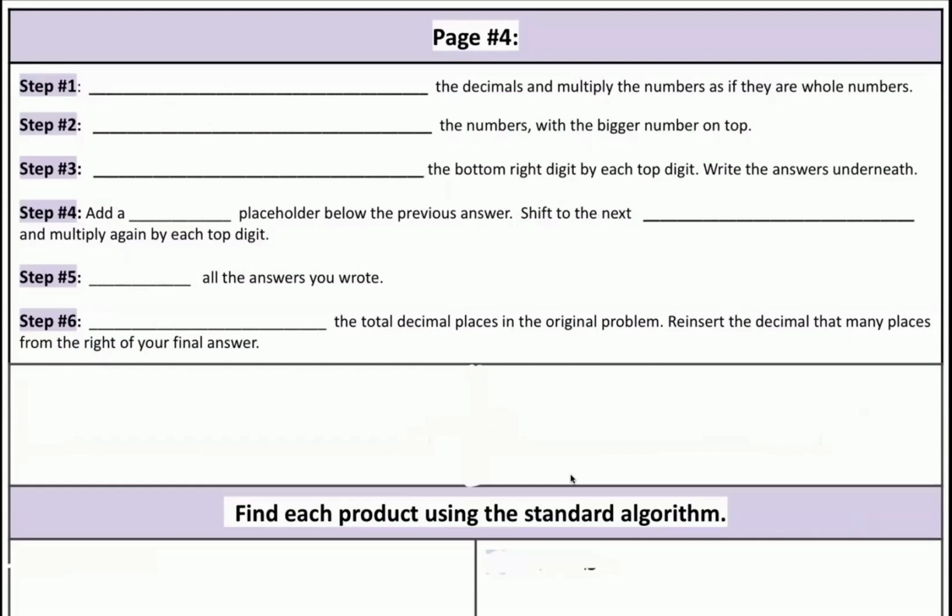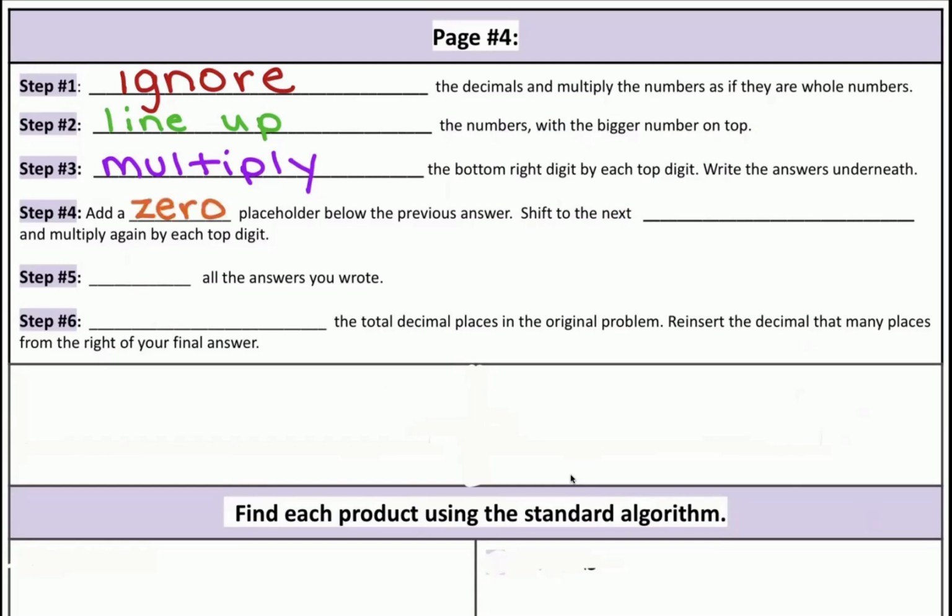All right, let's go ahead and take some notes, and then we'll practice using the standard algorithm. The first step in using the standard algorithm is we're going to ignore the decimals. So we're just going to treat them like whole numbers and pretend they're not there. Step 2, we're going to line up our numbers, and it's helpful to put our number that has more digits on top. Step 3, multiply the bottom right digit by each top digit, and we'll write the answers underneath. And it's okay if this isn't totally clicking yet. We want to have these notes so we can refer back to them when we're practicing.